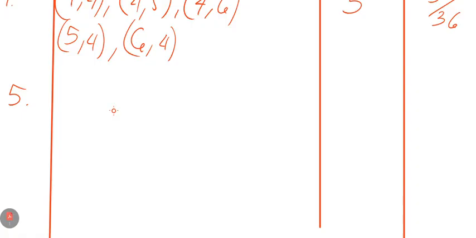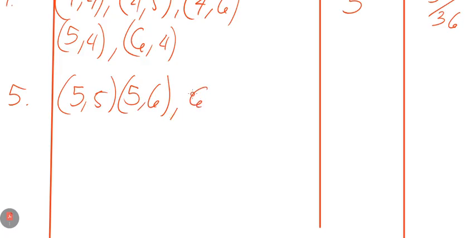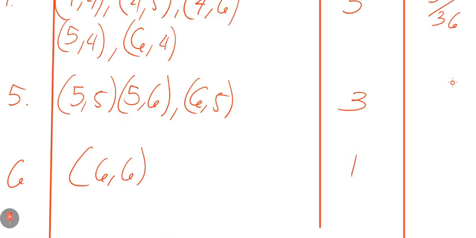Okay, so we have 5. That's going to give us a 5 out of 5 and 5 of 6. And the last one would be 6 and 5. That's going to be out of 3. And for 6, that's going to give us only 6 of 6. So it's going to be 1. So we have 3 of 36 and 1 of 36.